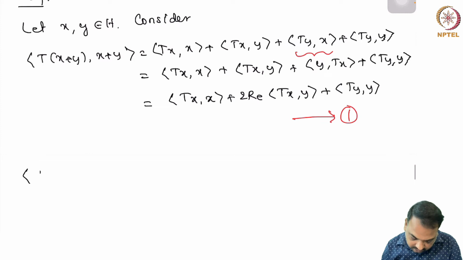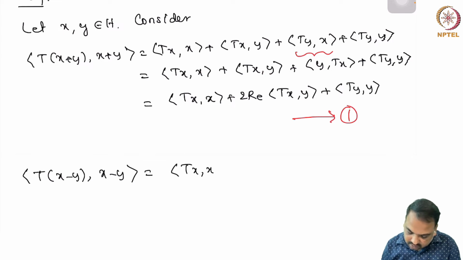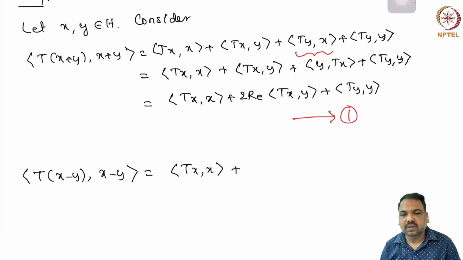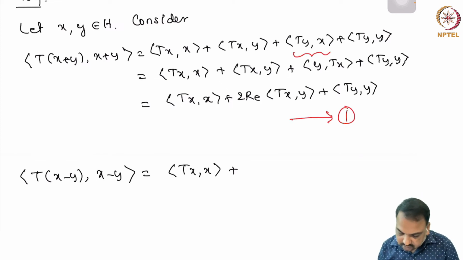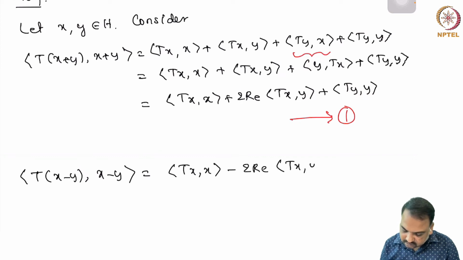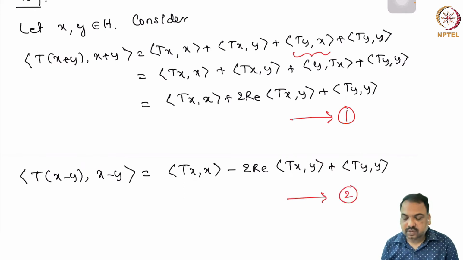so we can say that inner product of T of x minus y with x minus y, we can say that it is inner product Tx with x. For Tx with x and inner product Ty with y, we get positive terms, remaining are negative. So this we can get as minus 2 real part of inner product Tx with y plus inner product Ty with y. So call this equation 2.